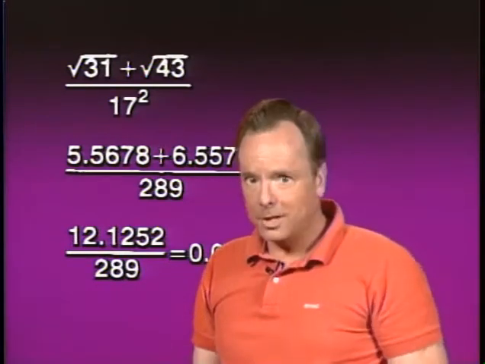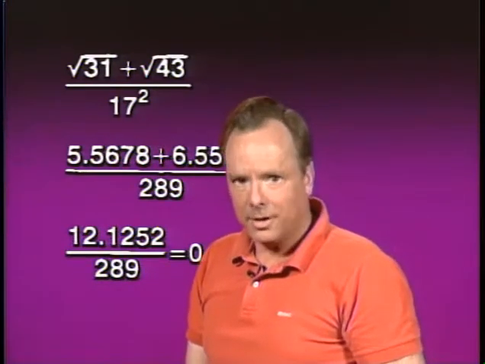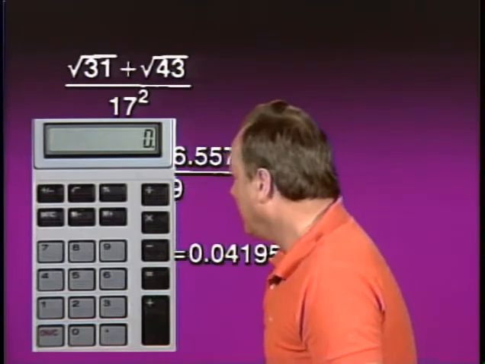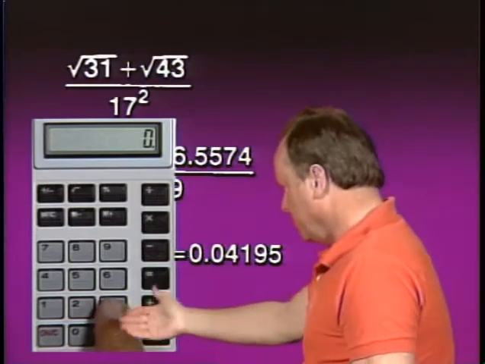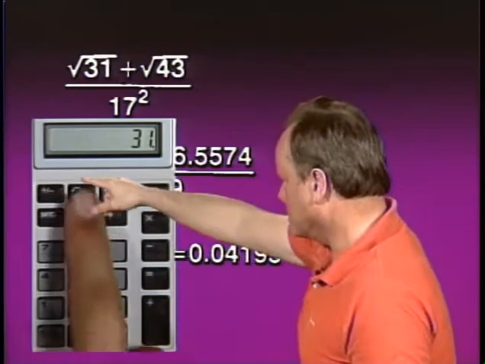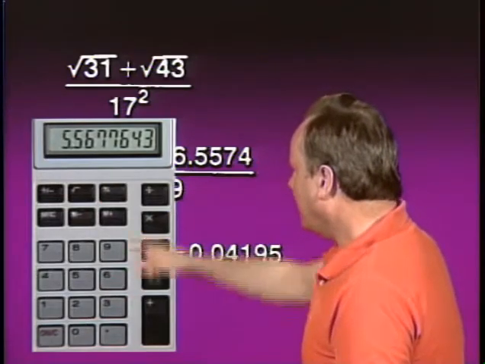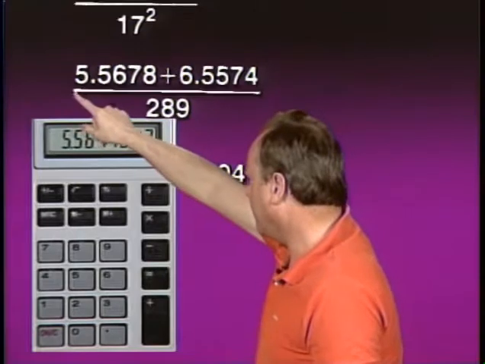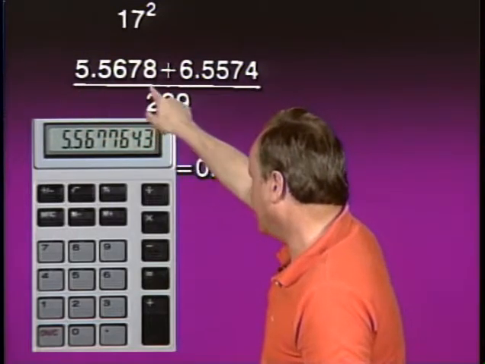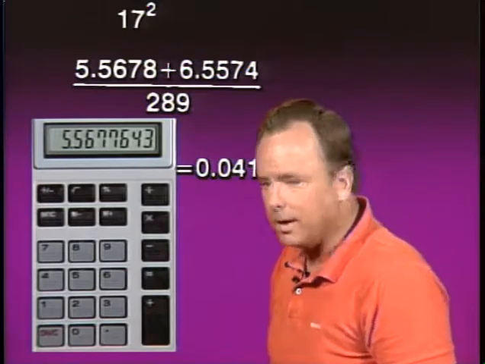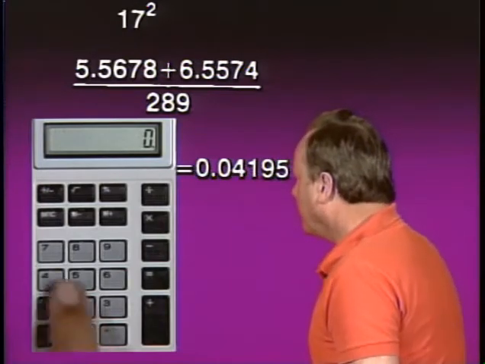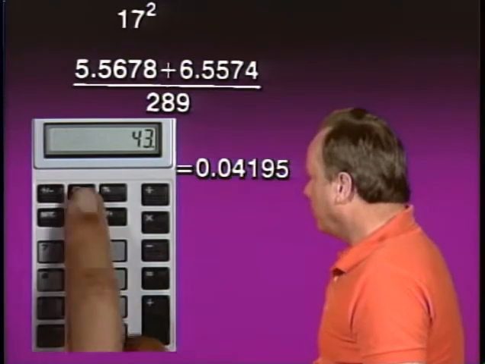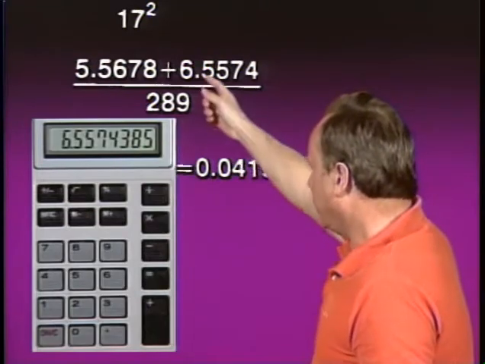Well, there's no way I can do this without my electronic calculator. So let's whip out that electronic calculator and do the square root of 31. So we'll punch in 31 and then use the square root button, and we get 5.567. If we move this up, we can see that we've got that there, 5.5678. All right, the next thing we want to do is find out the square root of 43. So let's punch in 43 and hit the square root of that, and we get 6.5574, so that's good enough.